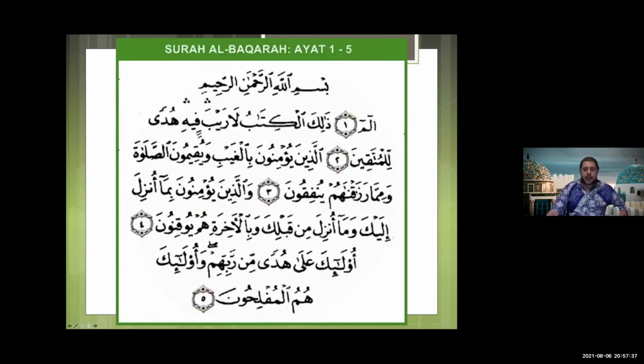All right, so let's practice today. We have ayat 1 to 5 from Surah Al-Baqarah. Now we will practice together, inshallah. I'm going to read it, and then you can listen and then probably mute your microphone, and you can repeat ayah by ayah after me, inshallah. Okay, so let me start.